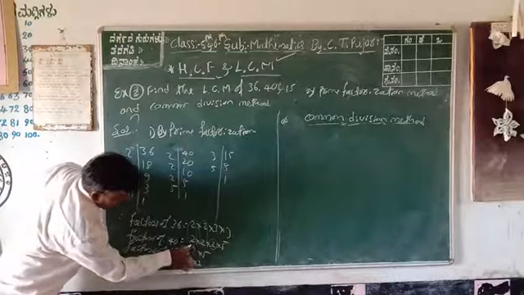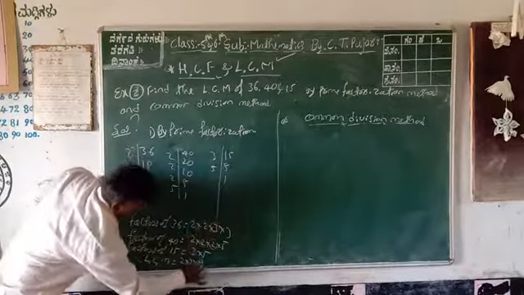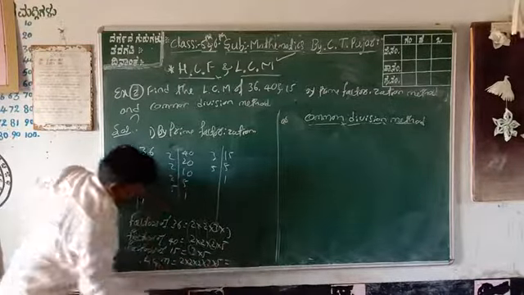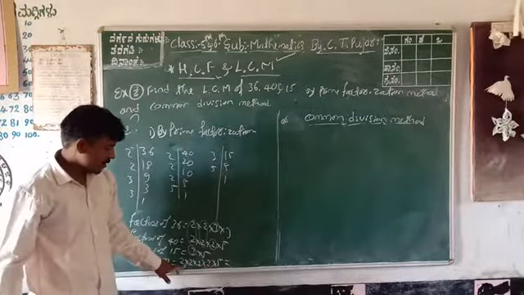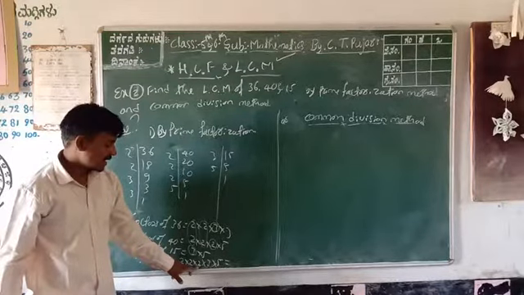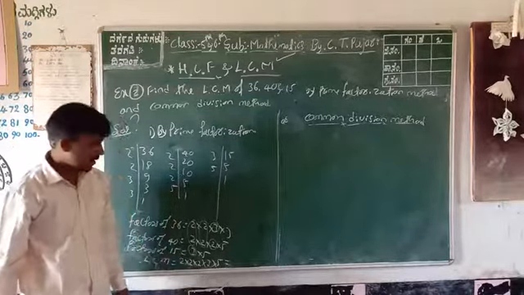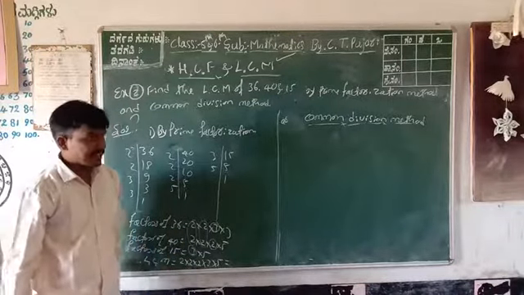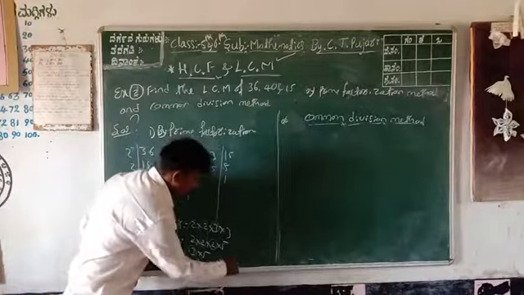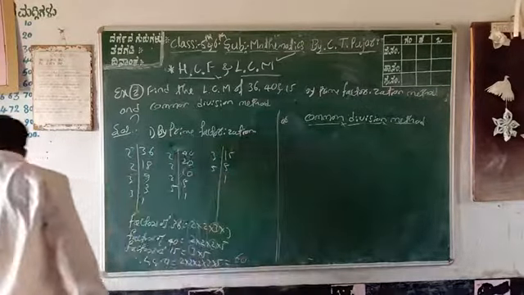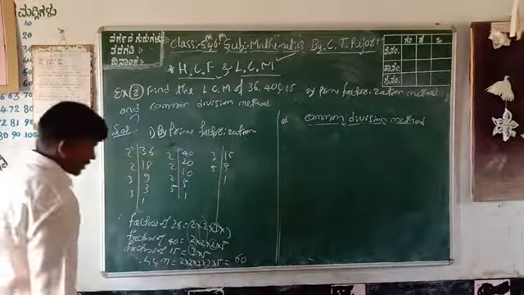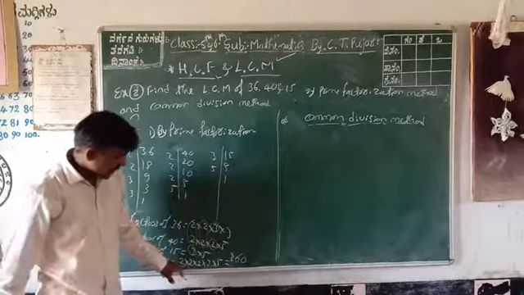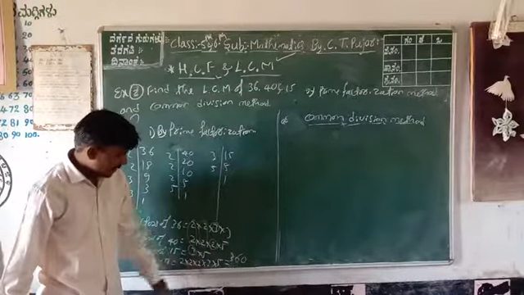Next, 3 into 3. Next, 5. Therefore, 2 to the 3, 8. 8 3s are 24, 24 5s are 120, 120 3s are 360. LCM is 360. Therefore it is 360 because 8 3s are 24, 5 3s are 15.